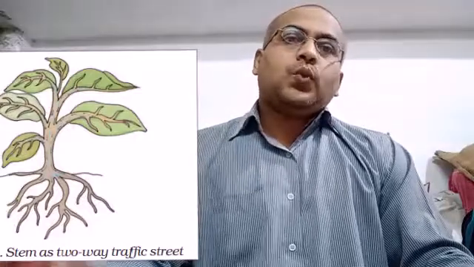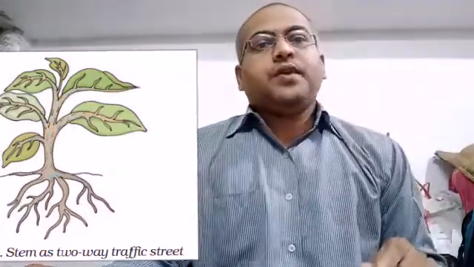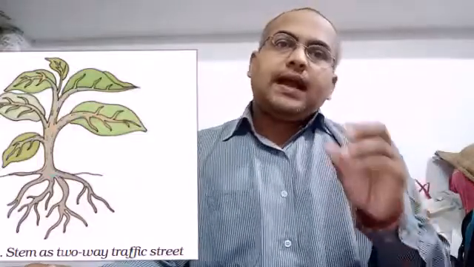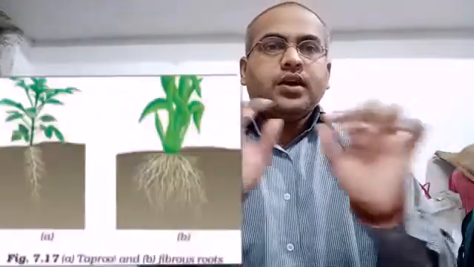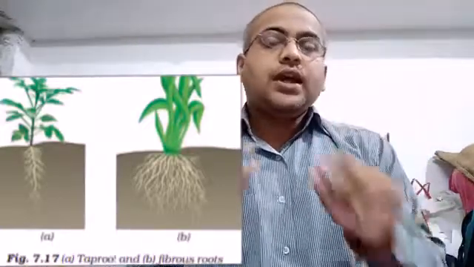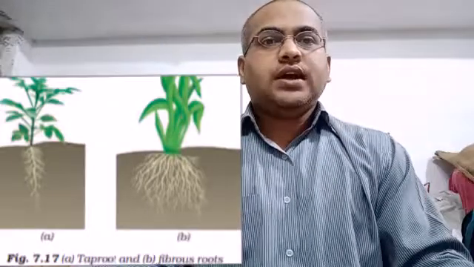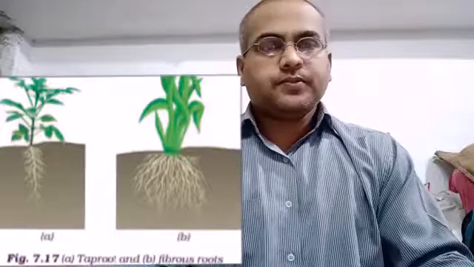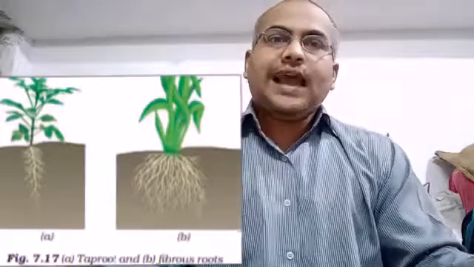That is, there are mainly two types of roots. One is taproot, one is fibrous roots. In the taproot we observe that there is a main stem, and at the bottom there is a root cap, and small roots are coming out from the main root. There is a main root and small roots are coming from this main root, and these are called lateral roots, and this whole root is called taproot system or taproot.